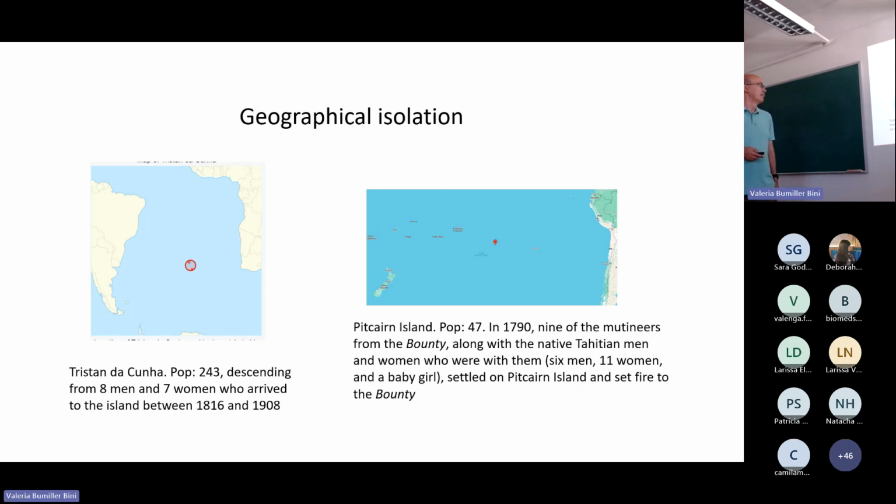And then it's interesting to see, for instance, we have here this picture of English mutineers of the Bounty with Tahitian men and women. And it's interesting now to go back to the island and see how the different ancestors have fared.